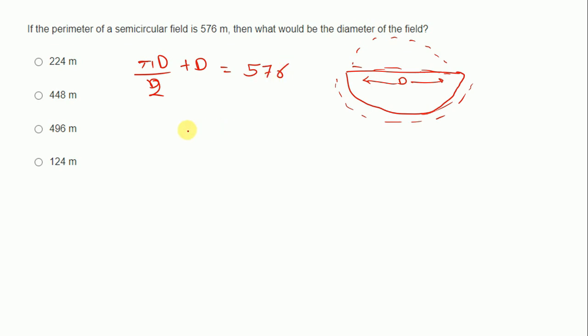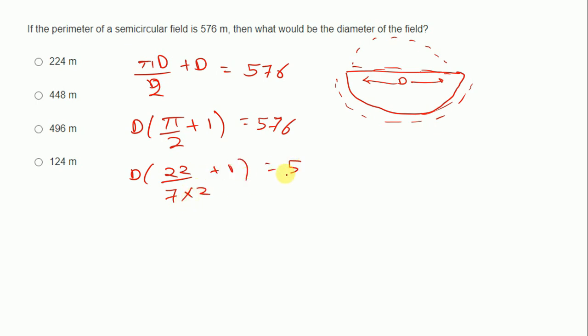Now here we are taking d as common. What would be left? d into pi by 2 plus 1 is equal to 576, and now the value of pi is equal to 22 by 7, so d into 22 by 7 into 2 plus 1 is equal to 576, and it would be cancelled to 11. So 11, and taking LCM here, it would be 7. So 11 plus 7 is equal to 18, divided by 7, and d into 18 by 7 is equal to 576.